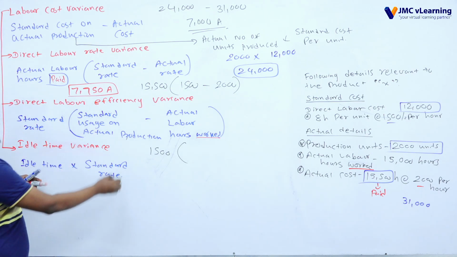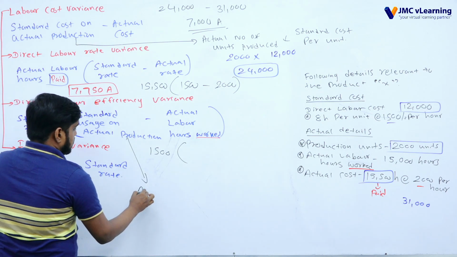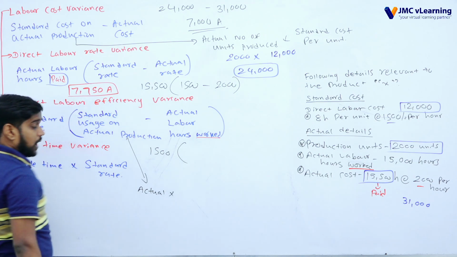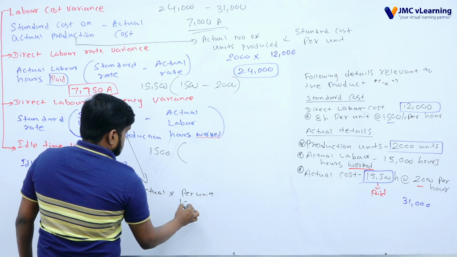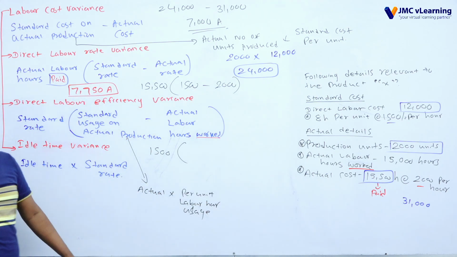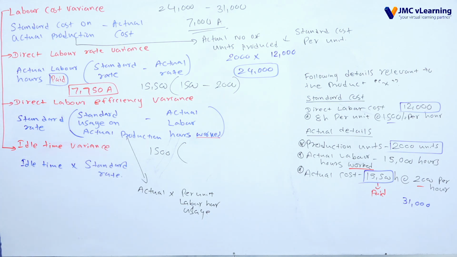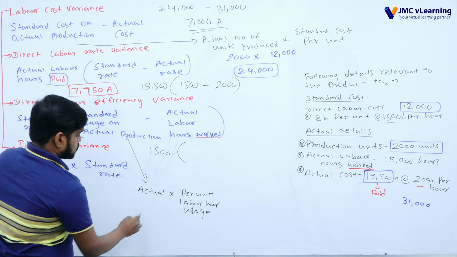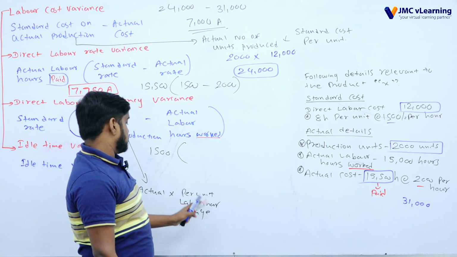How can we get the standard usage on actual production? Simply, we multiply the actual number of units produced by the per unit labor hour usage. Then we get the standard usage on actual production. How about the actual number of units we produced? We produced 2,000 units. Then we multiply it by the per unit labor hour usage.